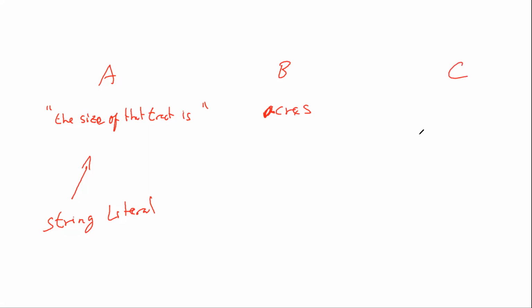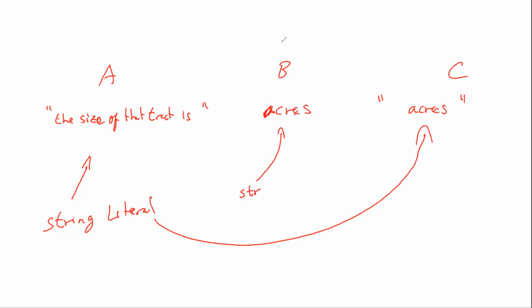C will be another string literal, which in that case was just the word acres. Notice I leave a space, and so double quote. You see that? So I have a string literal here, and this is a variable, let's just say right now, but it has to be a string variable eventually.